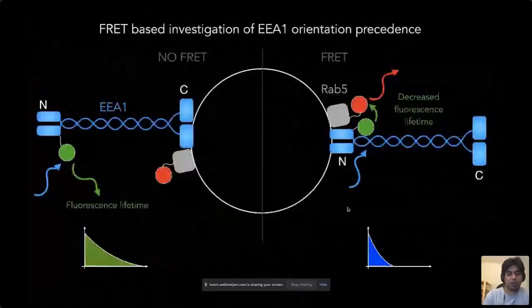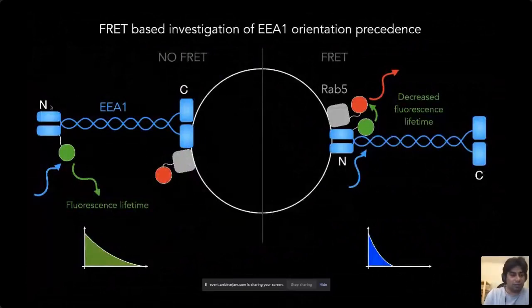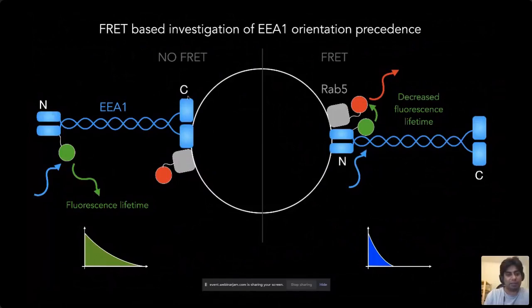Right? So, as I said, EEA1 has two domains, N and C terminal domains, and you have the N terminal and C terminal both interacting with the RAB5, and the C terminal interacts with the PI3P. So we wanted to know, in the journey of this endosomal maturation, is there preference for one format versus the other, or do both of these organizations exist, or is there a precedence in the orientation as the endosome matures?